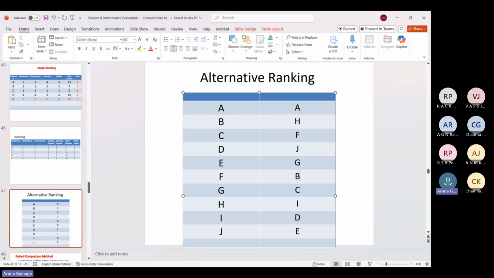So the best employee is A, and near best is H, next one is F, fourth one is J, G, B, C, I, D. Same thing in different ways. This is called alternative ranking. By considering the whole performance, we can rank them. We can also use this method by taking one criterion at a time, just like simple ranking.